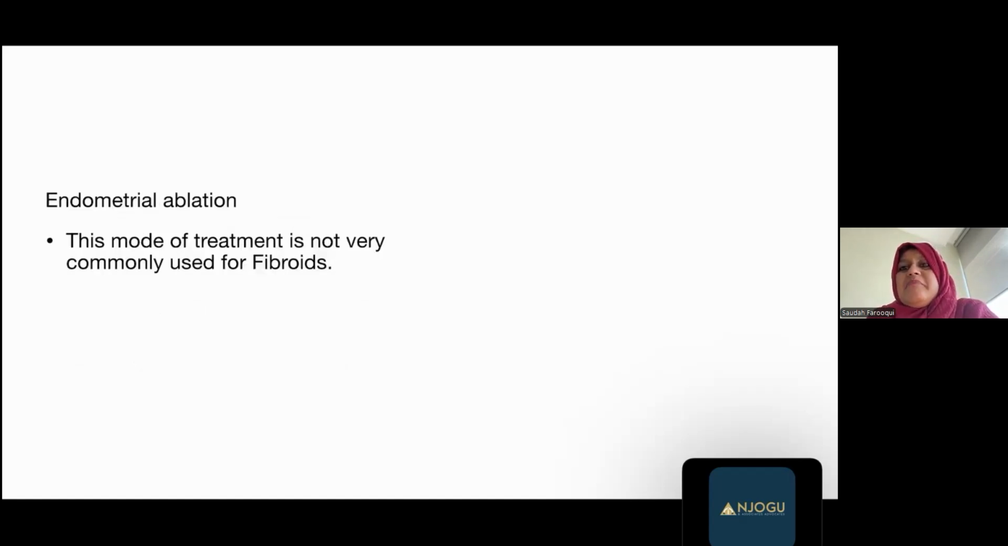This is another method called endometrial ablation. Again, this is not very commonly used for fibroids. What they do basically, in layman's terms, is burn off the endometrial lining, so there's nothing to bleed, basically. Again, this is not helpful for very big fibroids, because they may be causing symptomatic pain and pressure symptoms, which this method will not really help with.